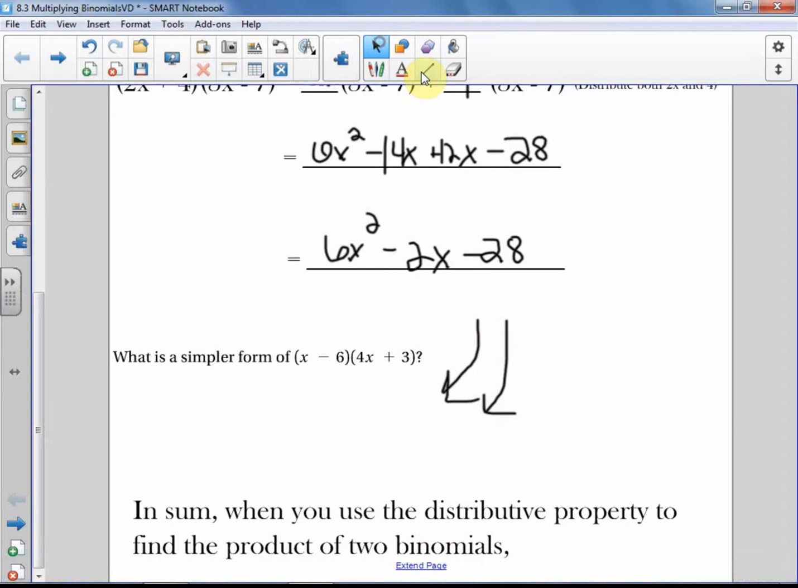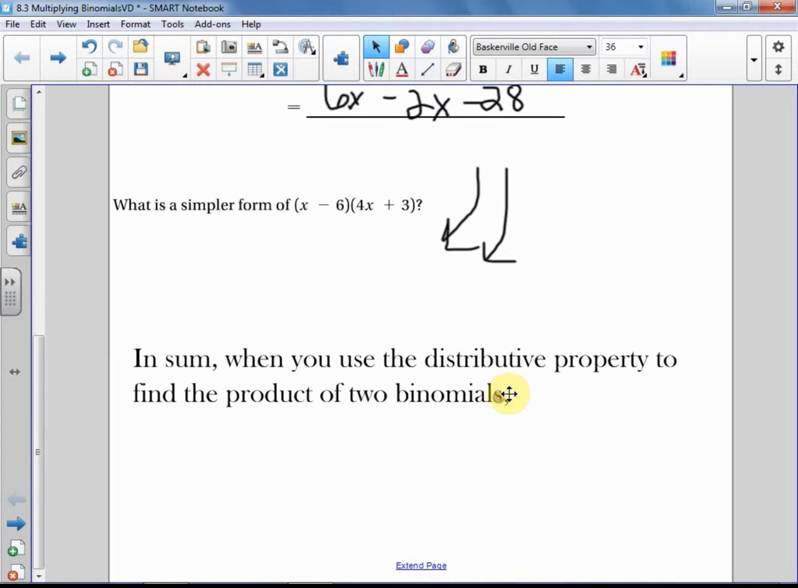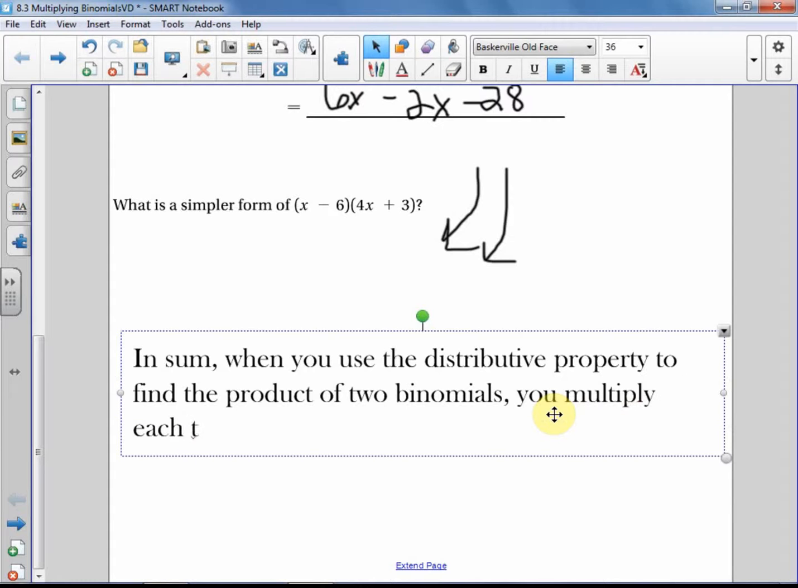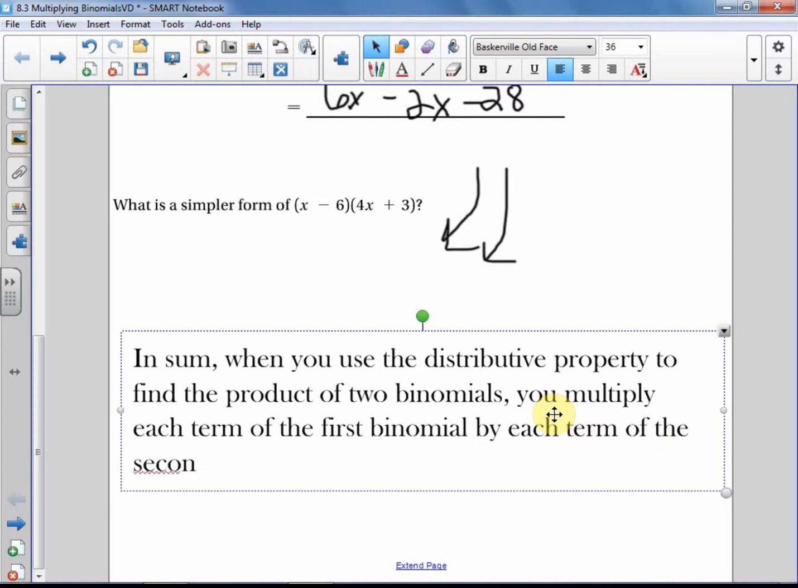So, in sum, when you use the distributive property to find the product of two binomials, you multiply each term of the first binomial by each term of the second binomial. All right, let's move on.